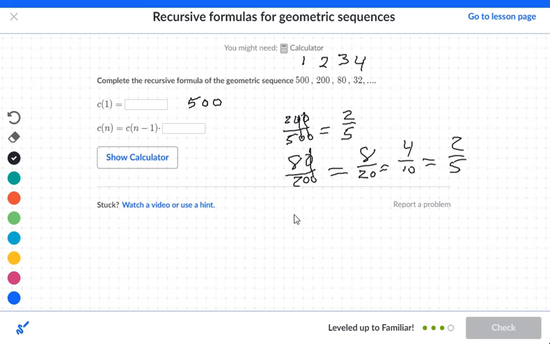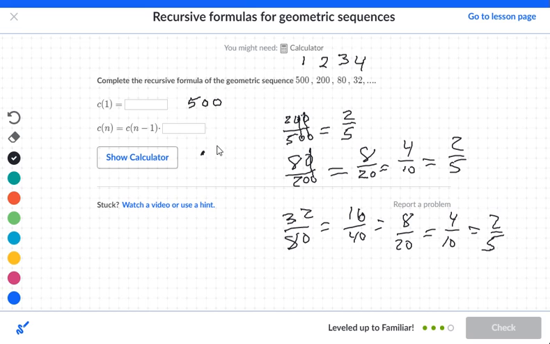So let's take a look at the last one. 32 over 80. Divide this by 2, that's 16 over 40. Divide this by 2, this is 8 over 20. Go ahead and divide this by 2, and this becomes 4/10. And divide by 2, and there it is again, 2/5. So the number that we're multiplying by each time is 2 over 5.